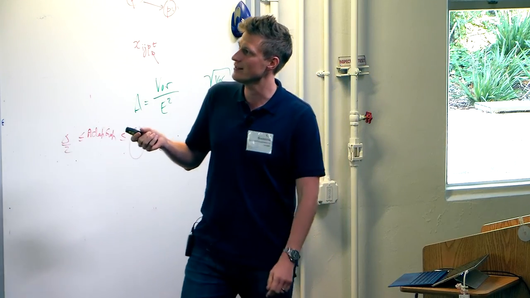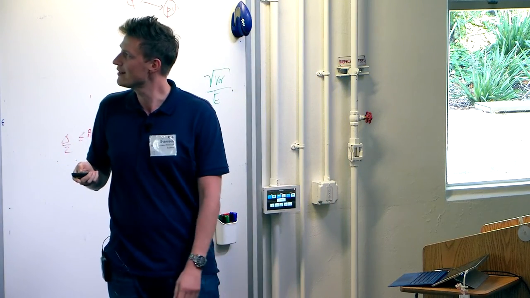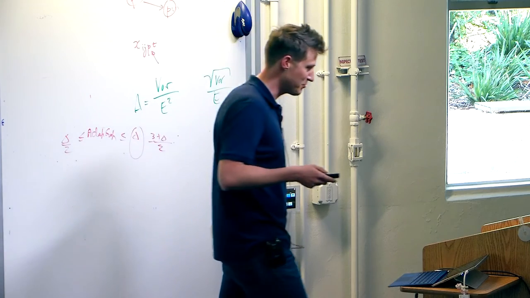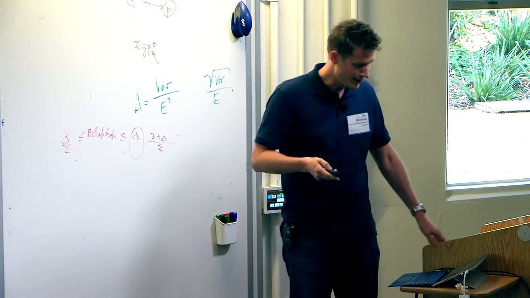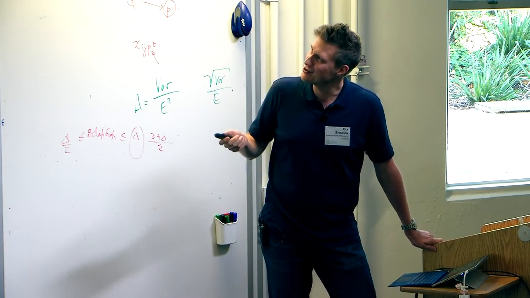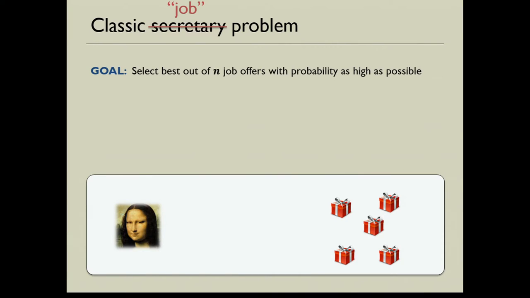Before starting with our algorithms, most of you probably know the secretary problem, but let's look at the classic secretary problem. Maybe the classic job problem, since all of us have been looking for jobs. So you can imagine yourself. What's the goal? Maybe you're Mona Lisa, you have applied for N jobs, and your goal is to select the best out of these offers with the highest possible probability. So the goal is to devise a strategy that makes you accept the best possible job offer.